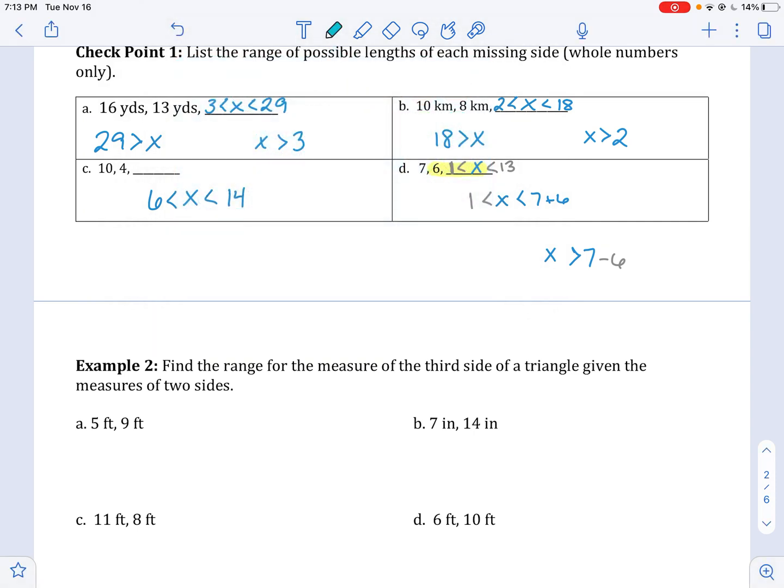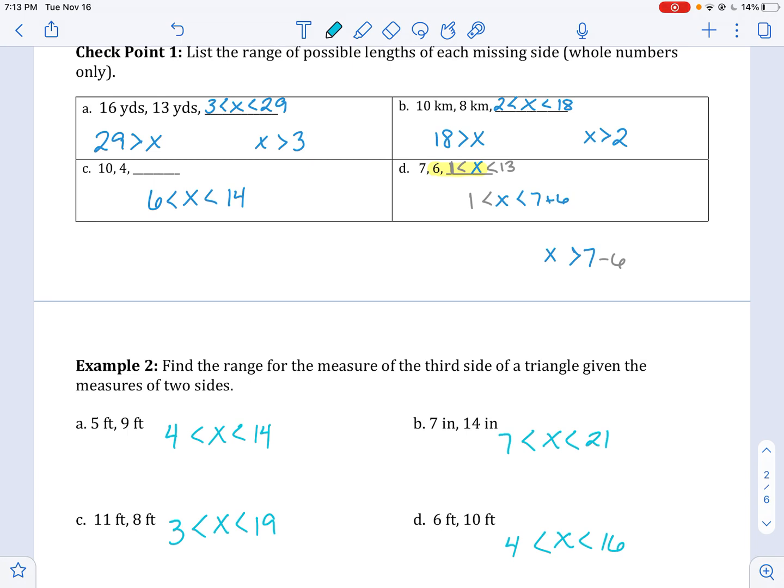All right, I'd like you to find the range of the measures for the third side on example 2, A through D. Pause the video, complete the work, and then unpause to check your answers. All right, so you should have 4 and 14, 3 and 19, 7 and 21, and 4 and 16.